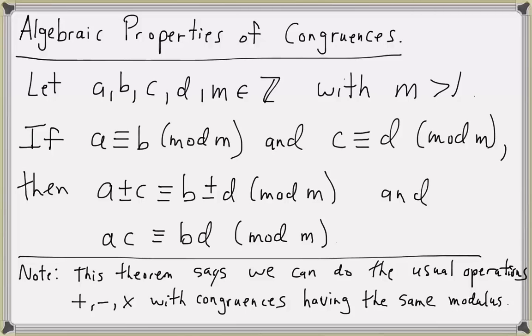But we have to be a little bit more careful with divisions. We'll wait for a few minutes before we talk about dividing with a congruence. But first, let's look at some examples. For example, if we wanted to solve a congruence such as x plus 3 is congruent to 7 mod 10.